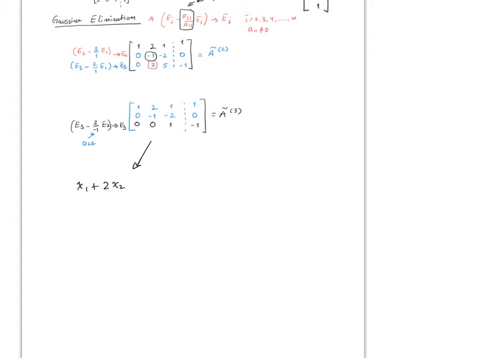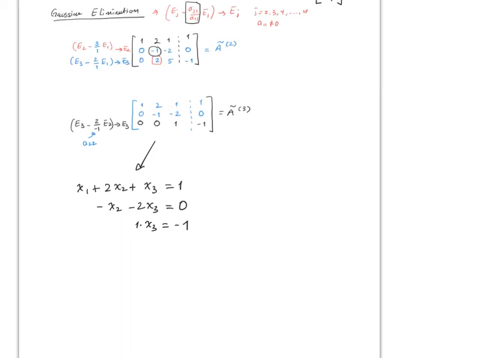x1 plus 2x2 plus x3 is equal to 1. And then minus x2 minus 2x3 is equal to 0. And then 1 times x3 is equal to -1. Now, to solve the system, we're going to use back substitution. So back substitution is technically the second part of Gaussian elimination.